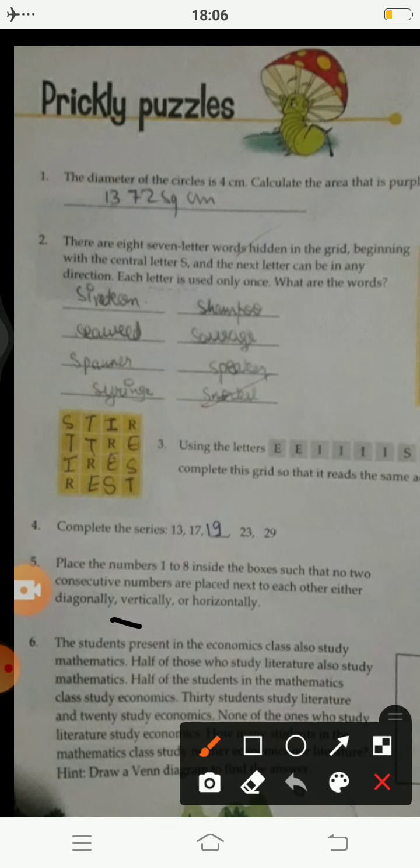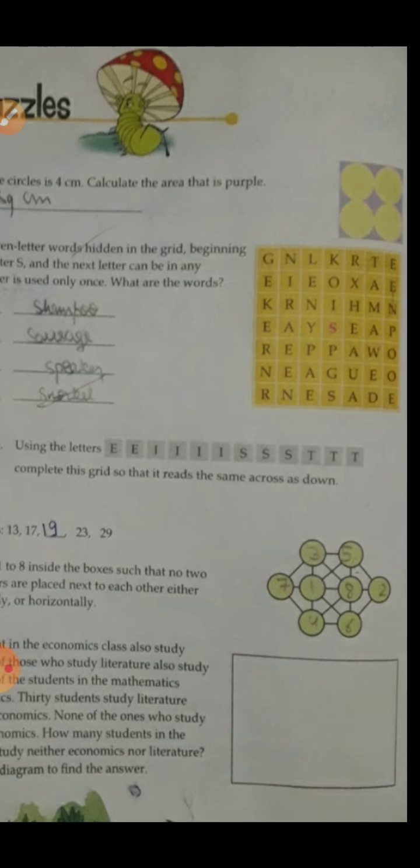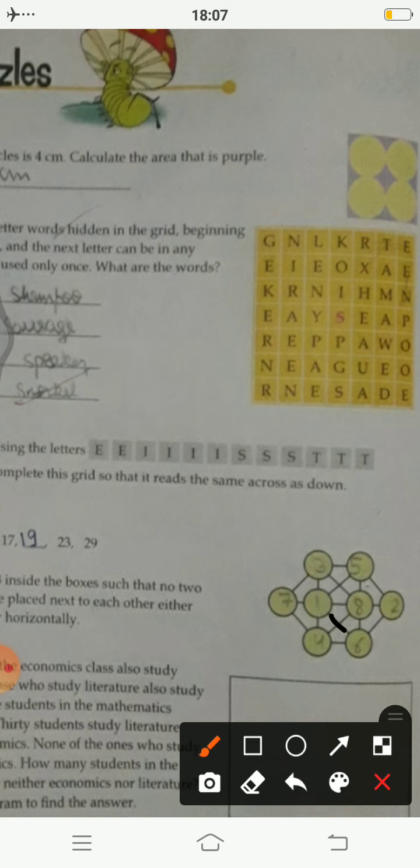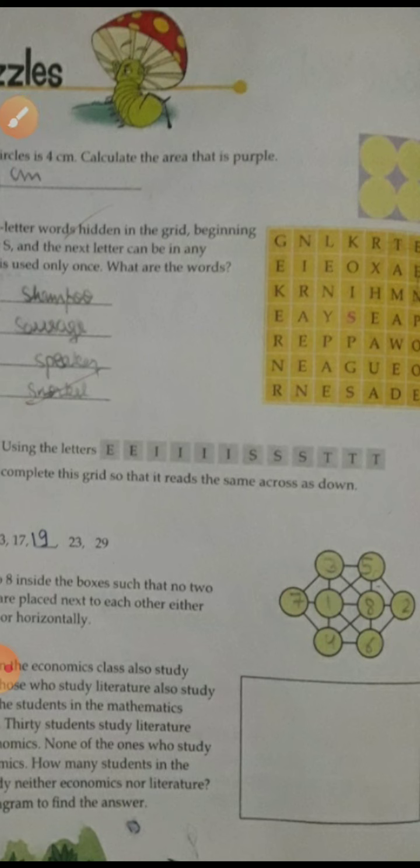Next we have, place the numbers 1 to 8 inside the boxes such that no two consecutive numbers are placed next to each other, either diagonally, vertically or horizontally. So we have to place numbers 1 to 8 in such a way that no two consecutive numbers like 1, 2 and 2, 3 are together. Like we have 1, we don't have 2 nearby. Consecutive numbers should not be diagonally opposite, beside, or above it, adjoining it.